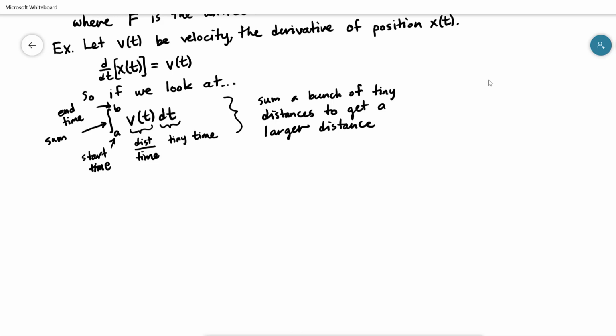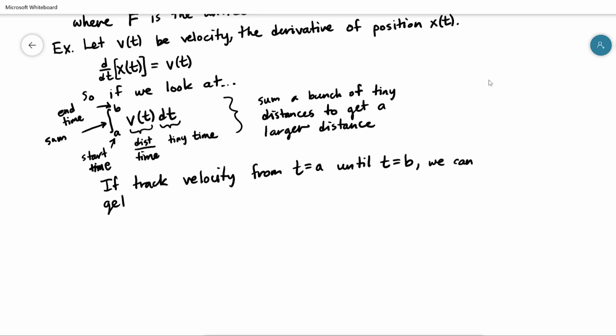But big picture, all we're doing is I'm going to track the velocity. So if we simply track the velocity from t equals a until t equals b, so from some start time to some end time, we can figure out, based on how much time has elapsed and what were the velocities in between, our total distance. It's going to be simply x evaluated at b minus x evaluated at a, which is our total distance.